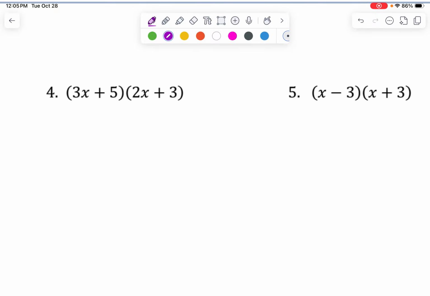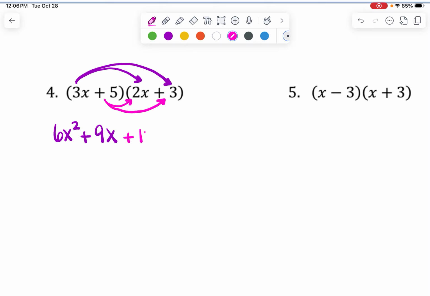I'm going to do FOIL, or double distribution. So my 3x needs to get distributed to everybody over there. So let's see, I'm going to multiply 3x times 2x, which is 6x squared. Again, remember, anytime you multiply an x times an x, you get x squared because you're adding the exponents. And then 3x times 3 is positive 9x. All right, then I'm going to distribute the positive 5 to everybody over here, which is going to give us positive 10x plus 15.